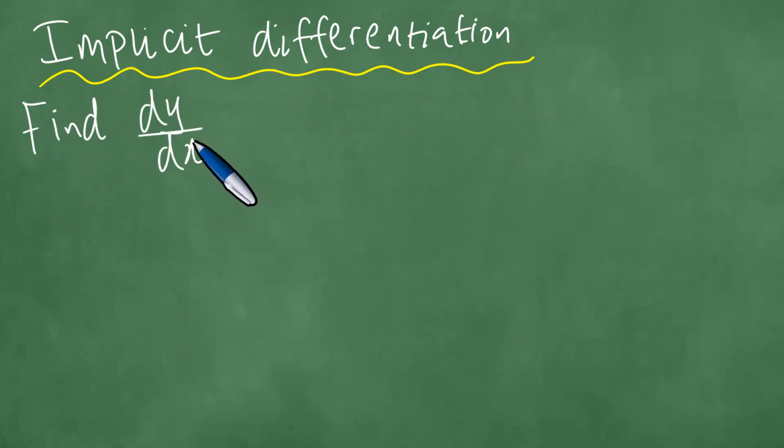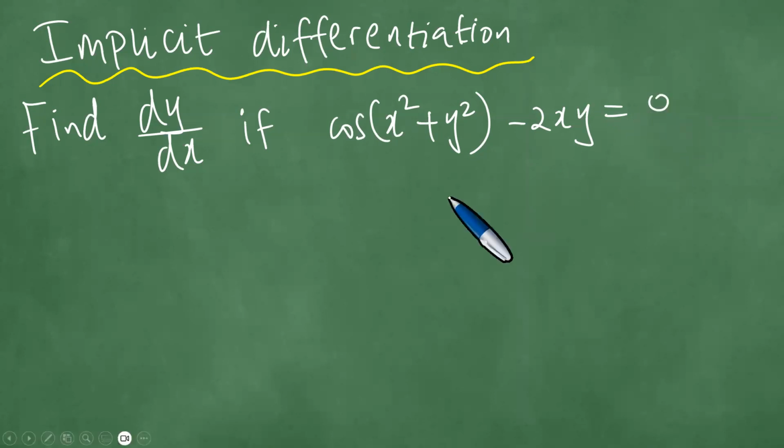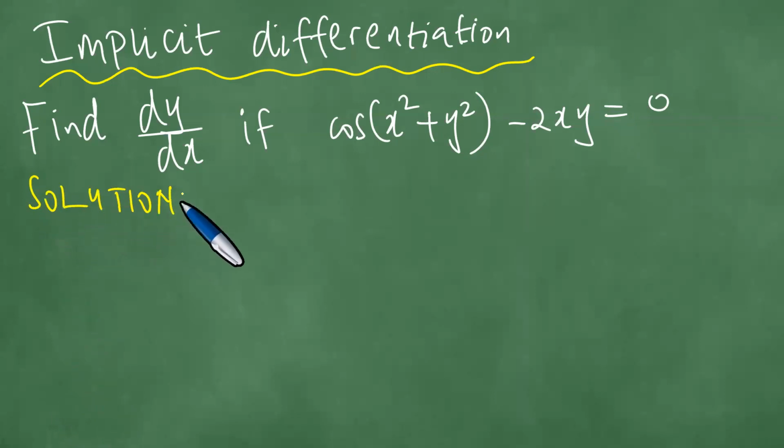Find dy/dx if the cosine of x squared plus y squared minus 2xy is equal to 0. Let's look at the solution to this. What is the solution to this? So the solution to this is very straightforward.